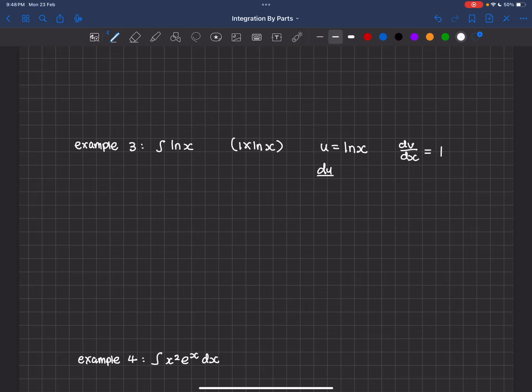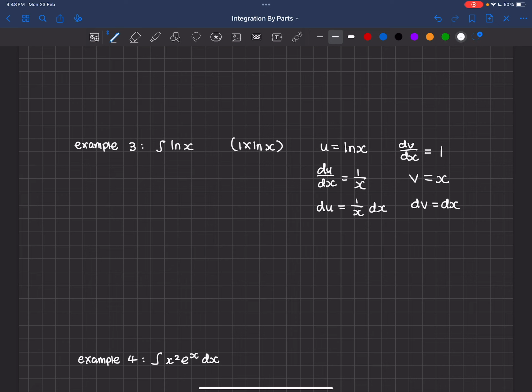So du over dx is 1 over x. And we can write that as du is 1 over x dx. V is just x, right? So dv equals dx in this case.